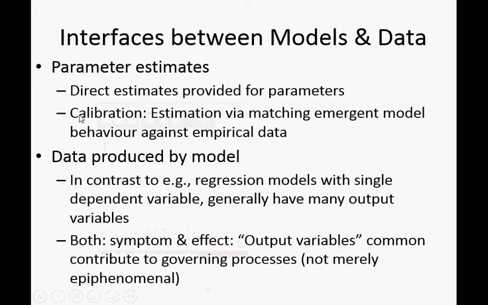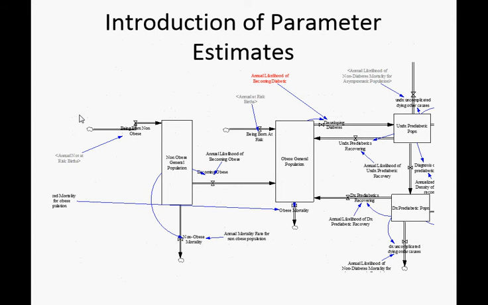There are also cases, of course, where there's a huge amount of data that's produced by these models. Generally, the models that we build have many output variables. In fact, what you call an output variable is a matter of choice, typically. If it's an endogenous variable, if it's calculated by the model, it's a candidate for being considered an output variable. And by being an output variable, it can still be endogenously affecting other factors. So, output variables commonly contribute to governing processes. They commonly shape the evolution of a model.